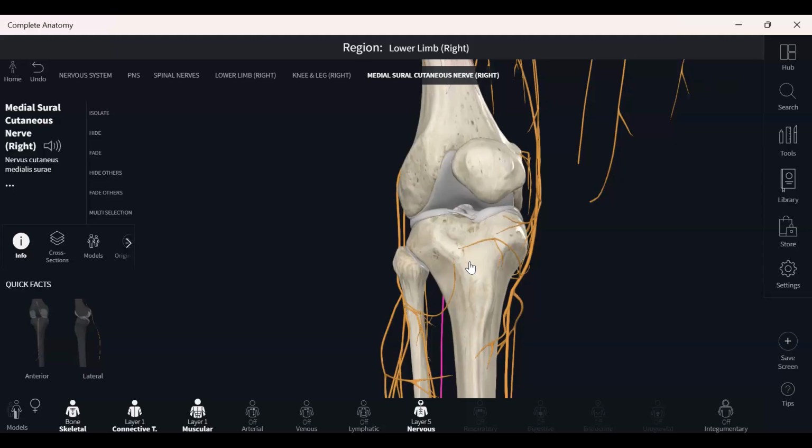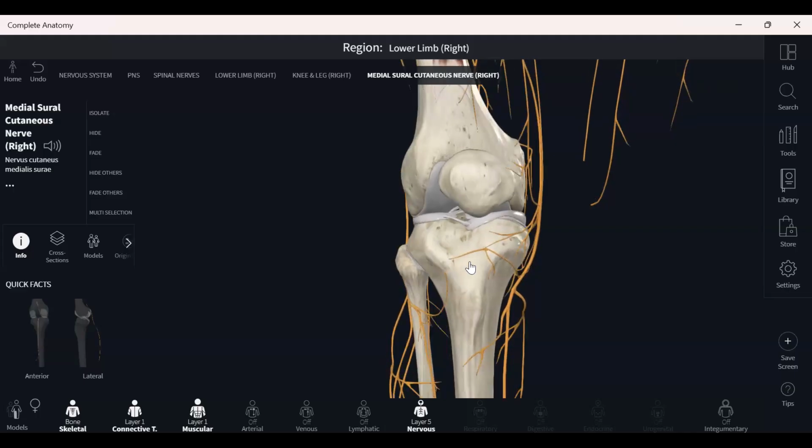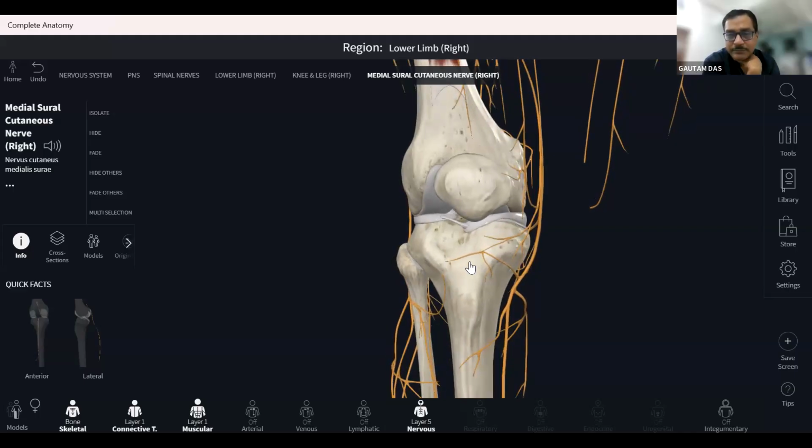Sir, can you please repeat the difference between the medial and the lateral ligaments? The difference between the medial and lateral ligaments.